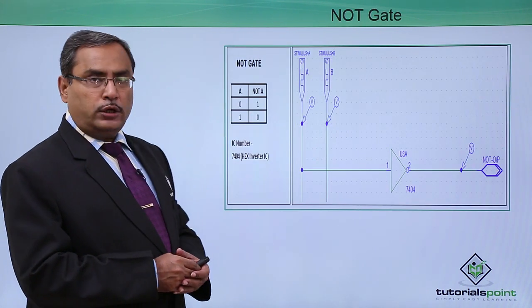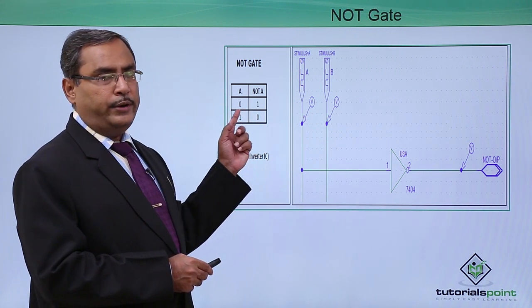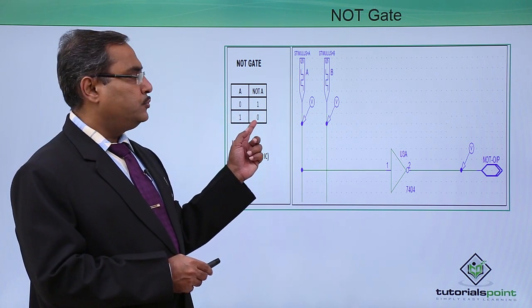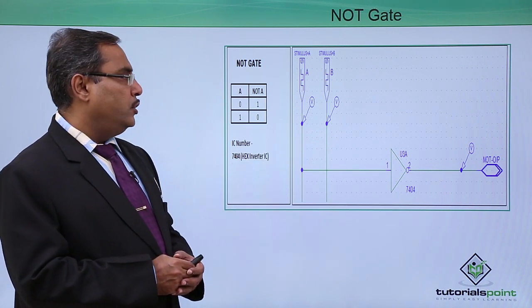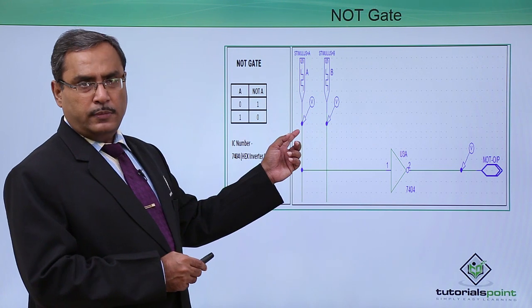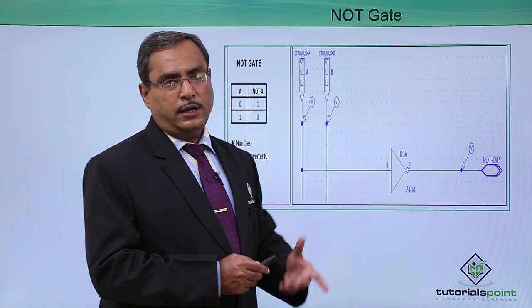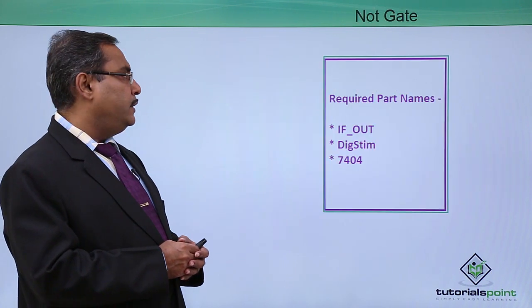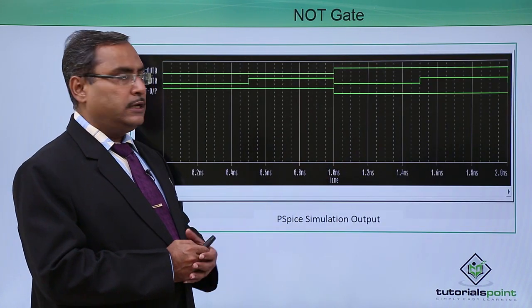So this is our NOT gate. That means when 0 is input, 1 will be the output. When 1 is the input, 0 will be the output. So this is our NOT gate. The IC number is 7404. So I require this digital stream, only one piece will be required. And here we are having this IF out as a digital output accordingly. So this is the parts list, and this is the respective output.